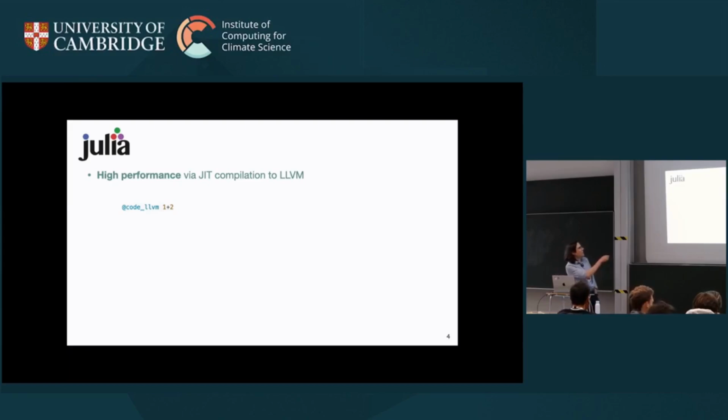We'll get into this. You can write something like this. The at symbol tells us that we're doing a macro. A macro is where we take the syntax of a piece of code and do something with it and inspect it. So this code LLVM macro is going to use the JIT and then show us the LLVM code that gets produced when compiling.